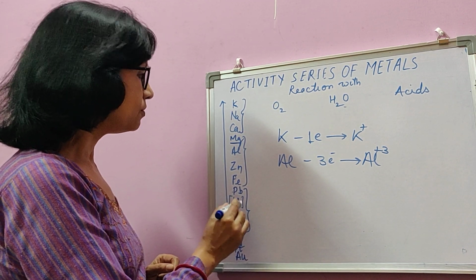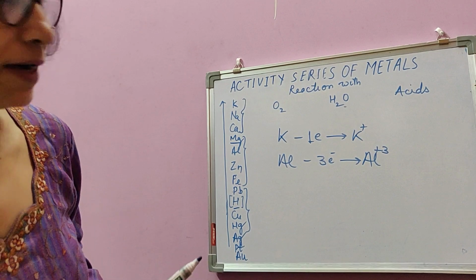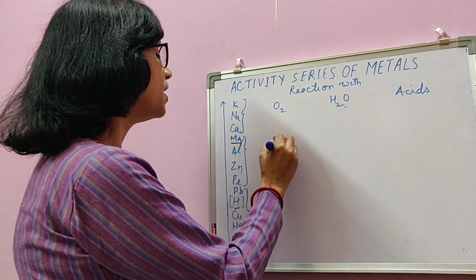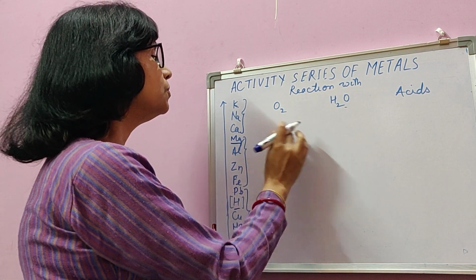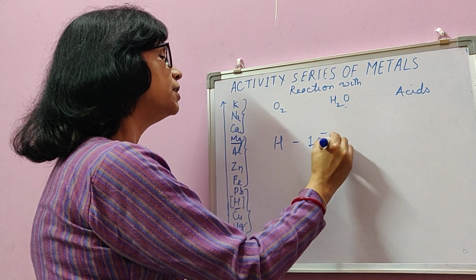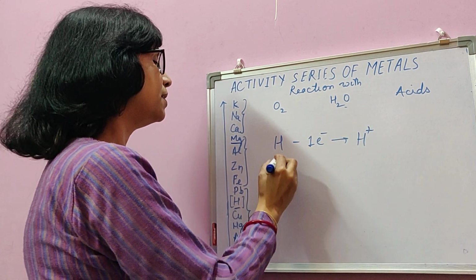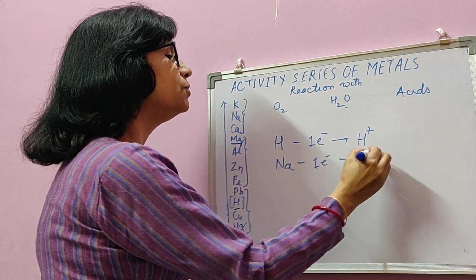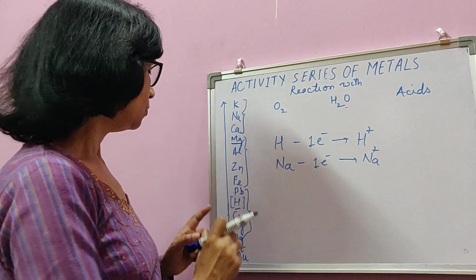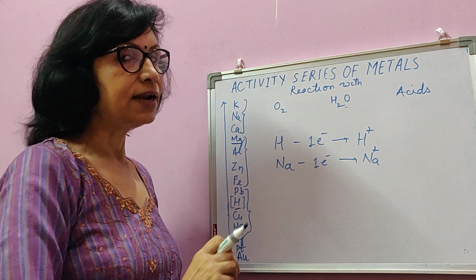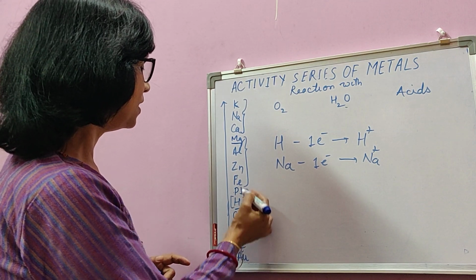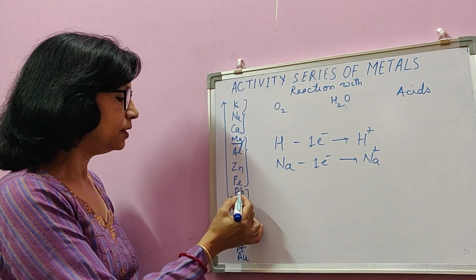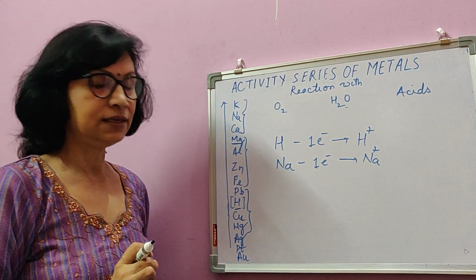At one place there is hydrogen as well, despite not being a metal. This is because though hydrogen is a non-metal, even hydrogen has a similar tendency to donate electrons. Hydrogen donates one electron and turns into a positive ion, just like sodium donates one electron and turns into a sodium ion. Due to the similar tendency, hydrogen is also placed in the activity series in the same order. It is less active than lead but more active than copper. That's why it has a place between lead and copper in the activity series.